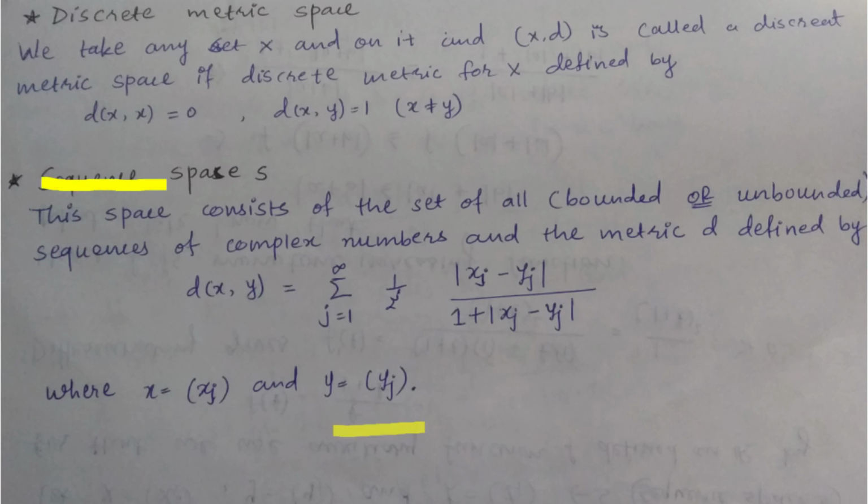So the sequence space is what? All these bounded and unbounded sequences of complex numbers, and we define the metric like this. So this space S with this metric d, (S, d), is a metric space. Again, what is the sequence space? In the sequence space elements are sequences, so we call it the sequence space. Which type of sequence? It may be bounded or unbounded. So if I am taking any element from this space S, all elements are sequences.